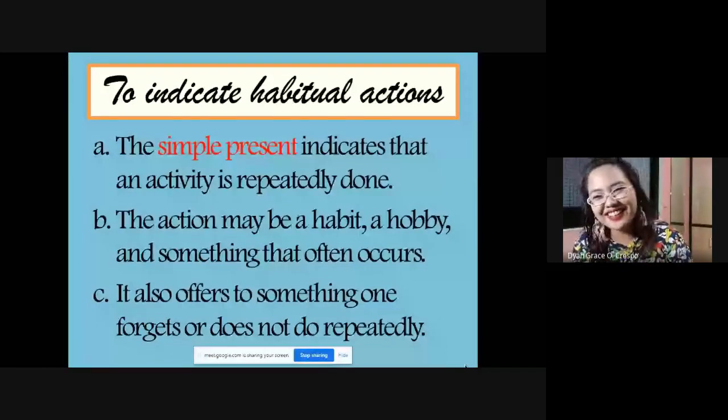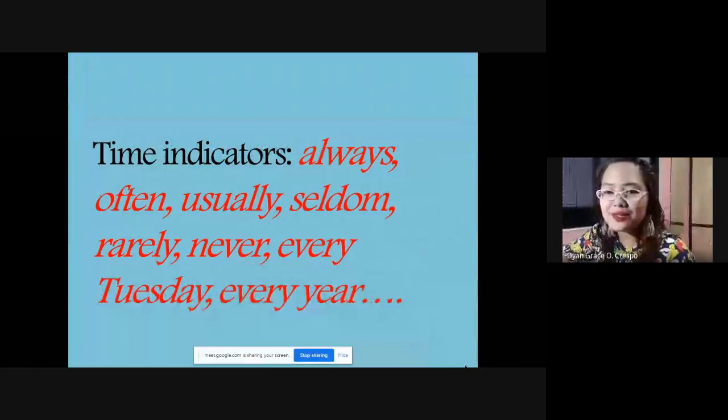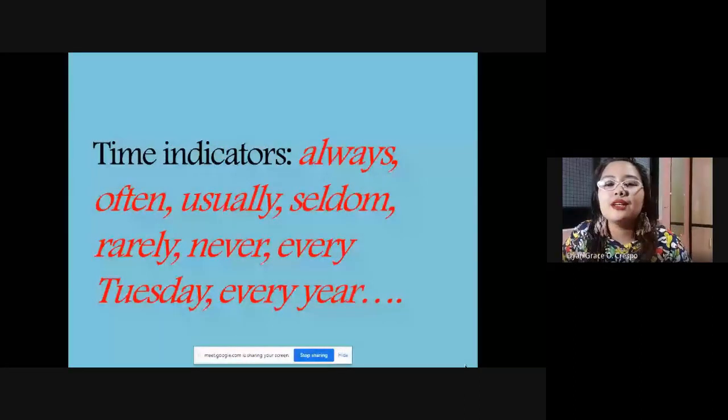Pwede yan. So, yun diet din, pwede. Hindi na ako mag-gagastos. Okay? So, it's still a habit. If you're saying that you will not spend, pero gumagastos ka din, a habit din siya. So, of course, time indicators. Ano ba yung mga time indicators natin? We always use always, often, usually, seldom, rarely, never, every Tuesday, every year, every Monday. So, you could use these time indicators. So, this is easy for us.